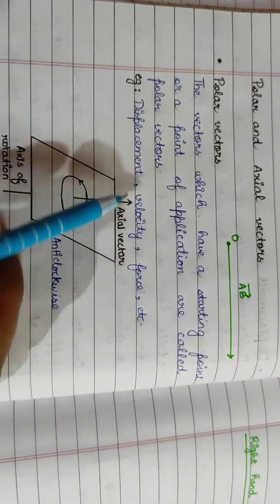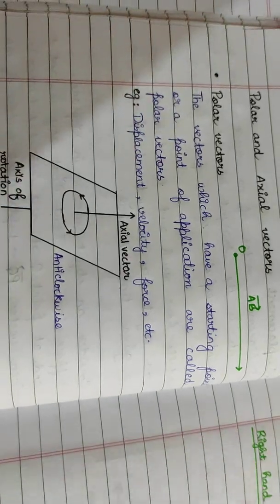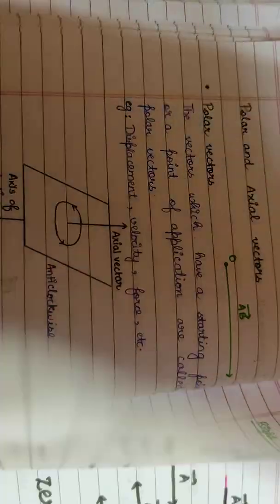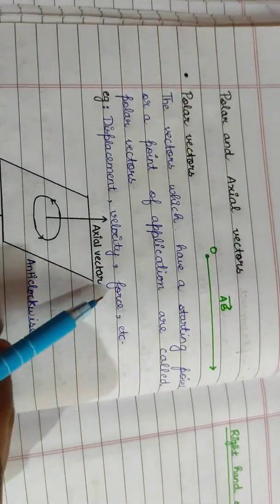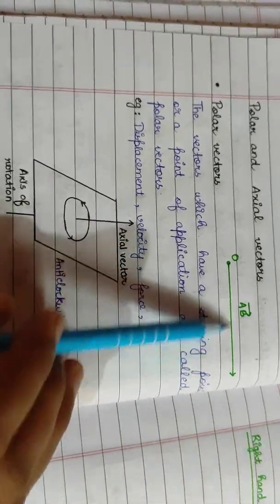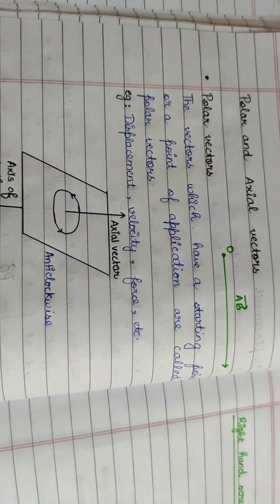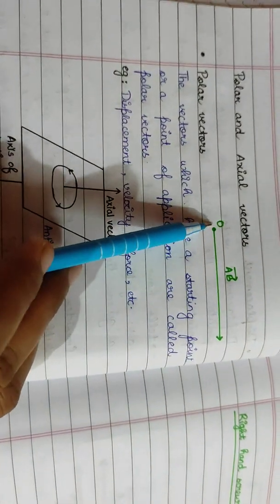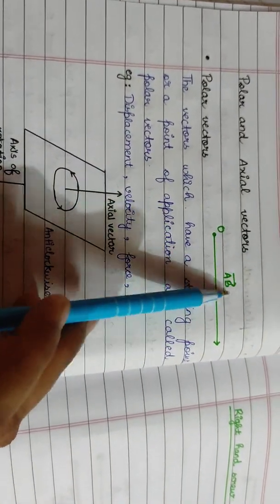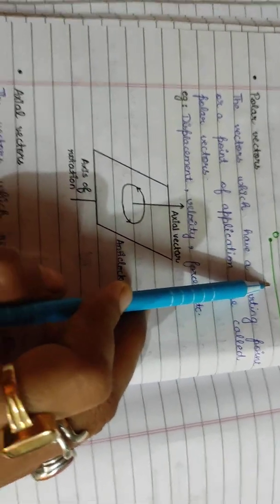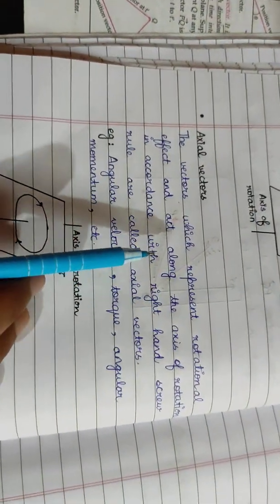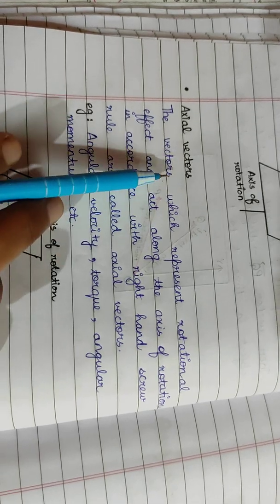For example, displacement always starts from an initial point. Then velocity and force are also examples of polar vectors. As you can see in this figure, it has this initial point O, and this vector AB represents a polar vector.